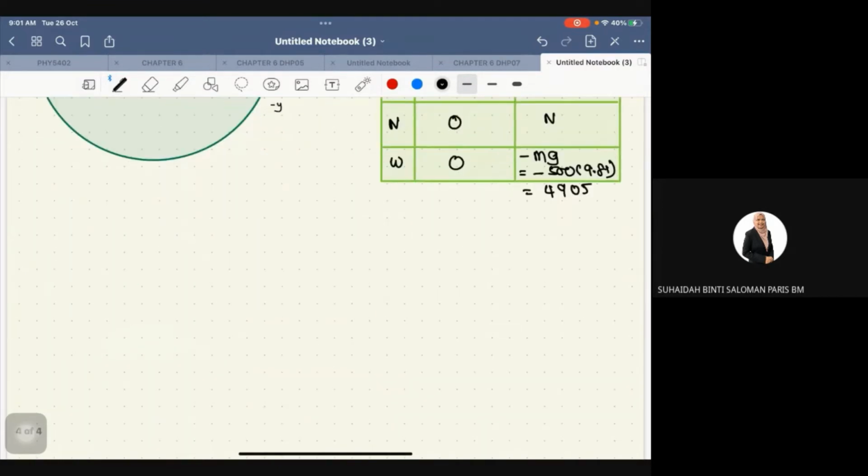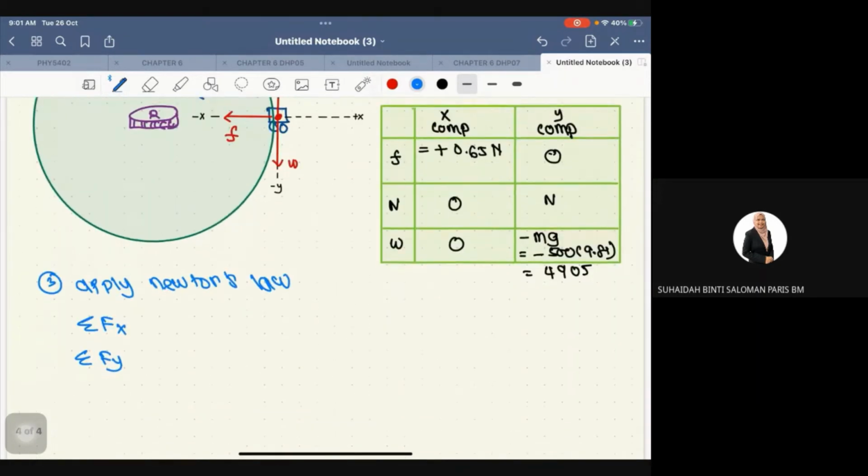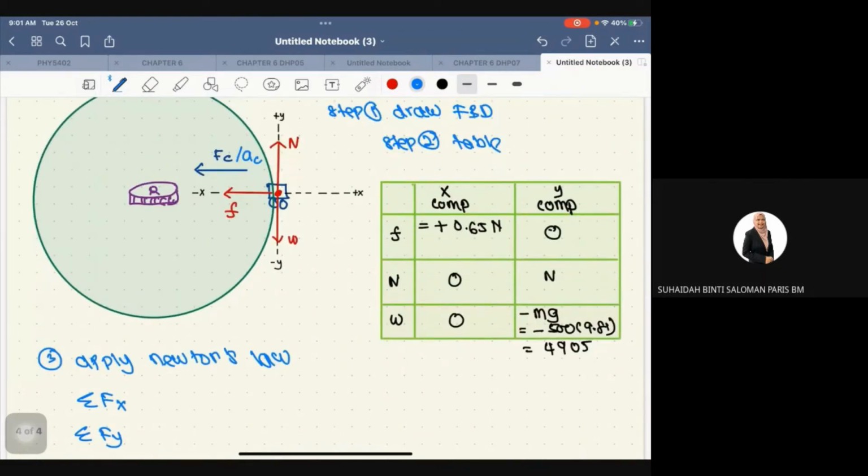So apa yang kita buat adalah kita apply sama step sebelum ni. Step 3 is apply Newton's law. So to apply Newton's law, chapter 4, chapter 5 kita akan apply by component sebab kita ada component X, kita ada component Y. So summations Fx dengan summations Fy. Okay class, saya nak tengok summation Fy dahulu. Summation Fy kita nak apply first law ataupun second law. Summation Fy.